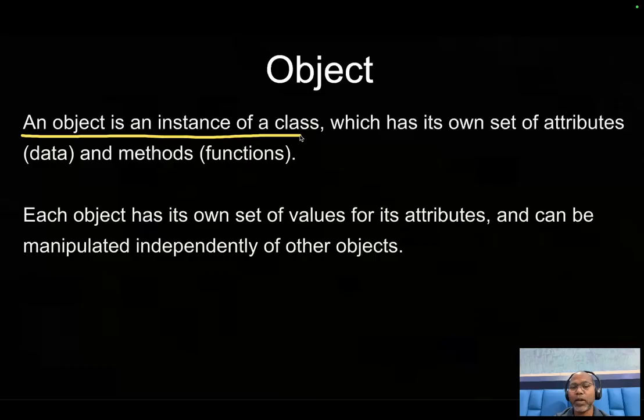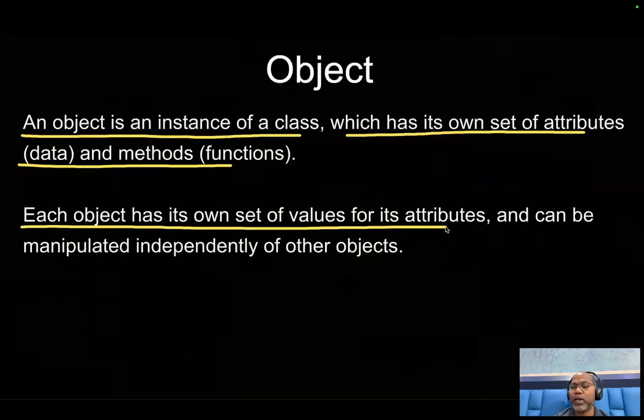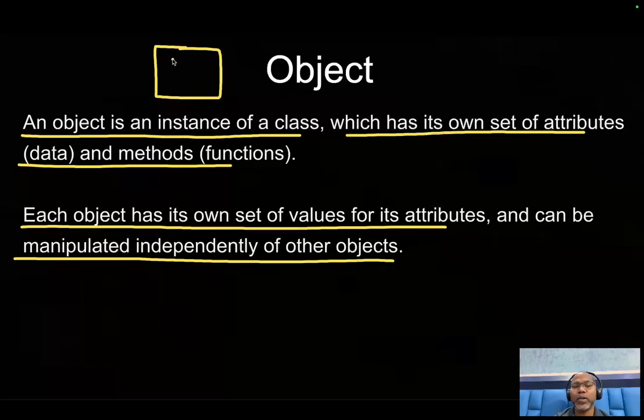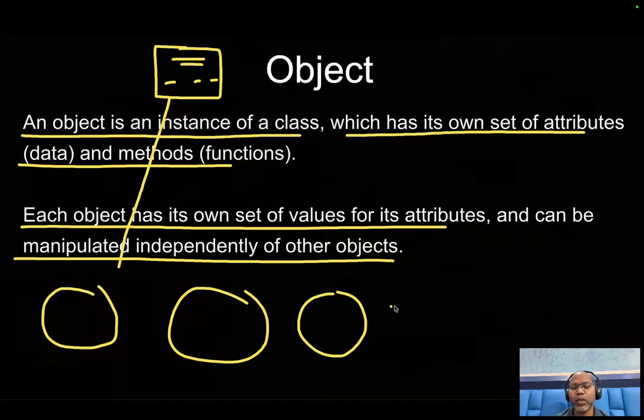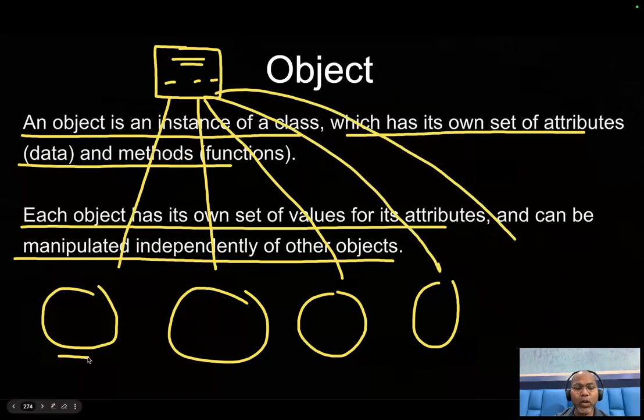Okay, so an object is an instance of a class which has its own set of attributes and methods, and each object has its own set of values for its attributes and can be manipulated independently of other objects. So be careful: you can define one class, and in this class you can define that our object has two attributes and three functions. Once you create object 1, object 2, object 3, object 4, it means from one class you can create many objects, and each object is independent. If you change something here, it does not impact the other objects. Even if every object is created from the same class, each object is independent of the others.